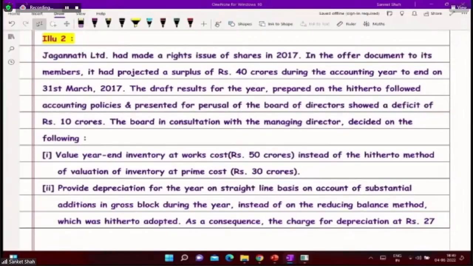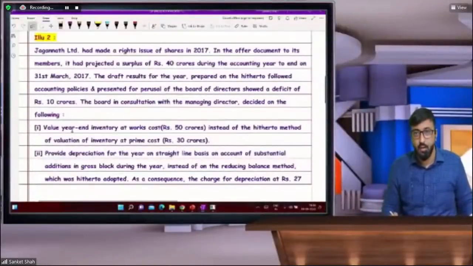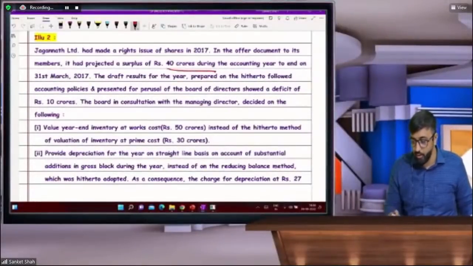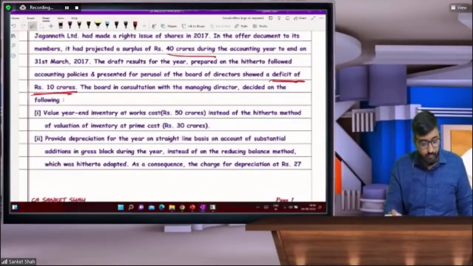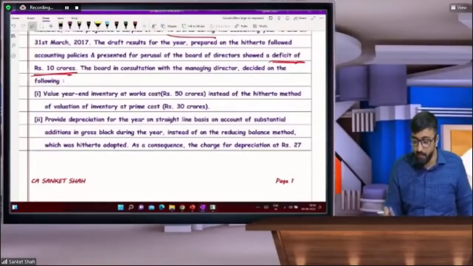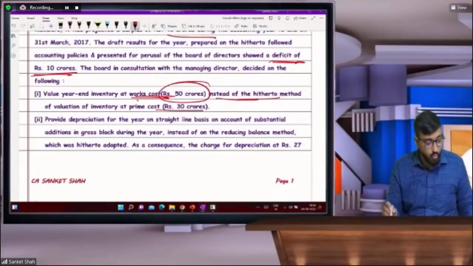Jagannath Limited. Right issue, etc., okay. In the offer document, they had a surplus of rupees 40 crores during the accounting year ended 31st March 2017. The draft results that they prepared, following the accounting policies, show a deficit of 10 crores. Valuing year-end stock at work cost 50 crores instead of valuation at prime cost.